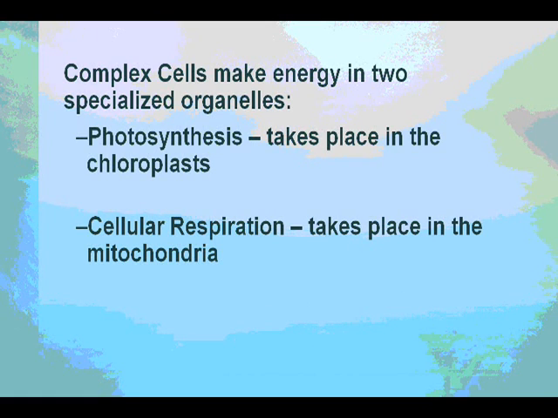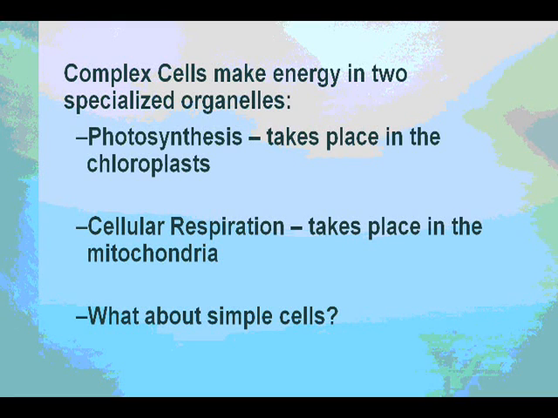We're going to be talking about 2 ways in which complex cells make energy: photosynthesis and cellular respiration. This lecture focuses on photosynthesis, and that's the process that takes place in the chloroplast. Cellular respiration will be a future lecture that takes place in the mitochondria.